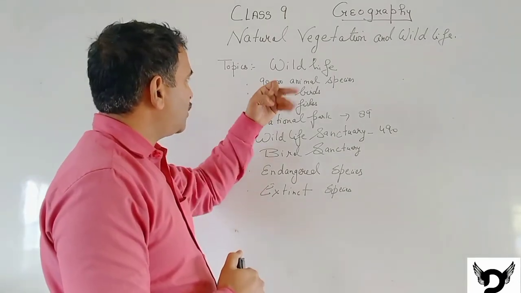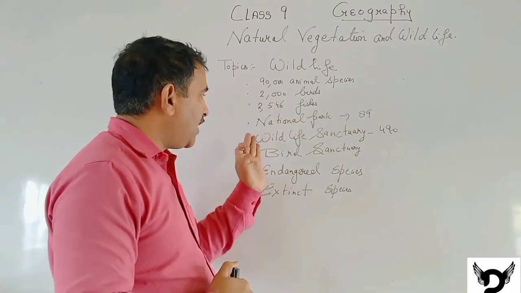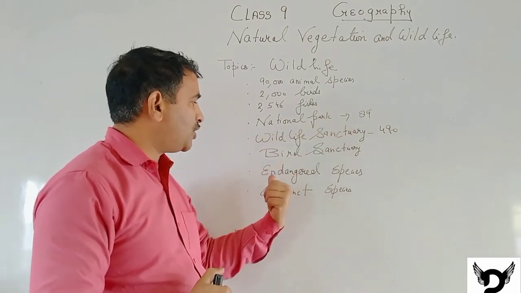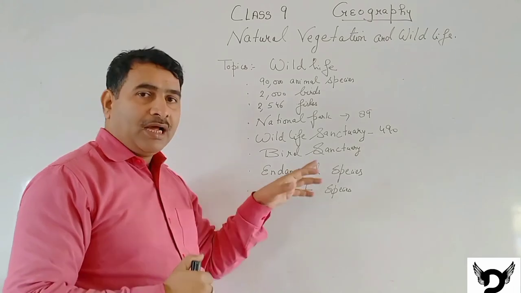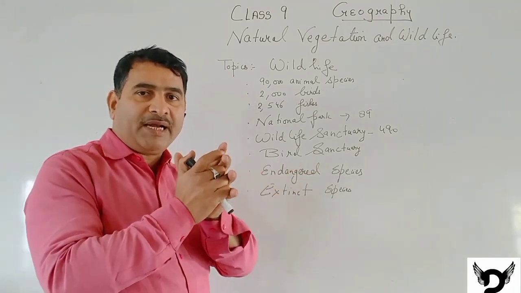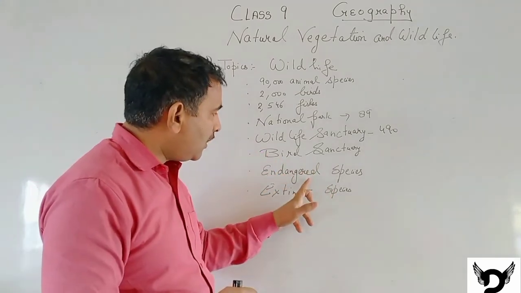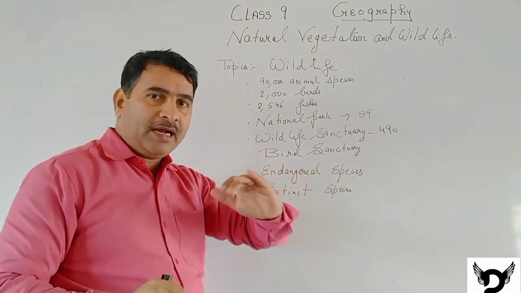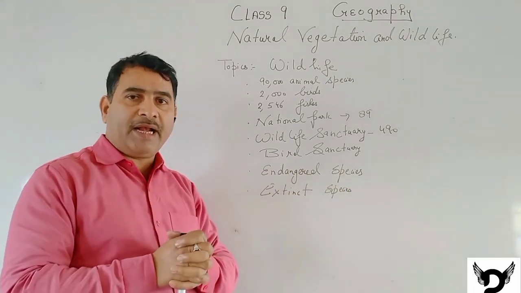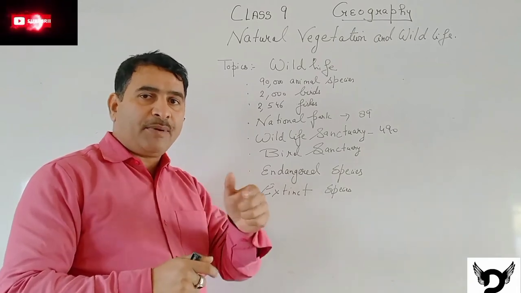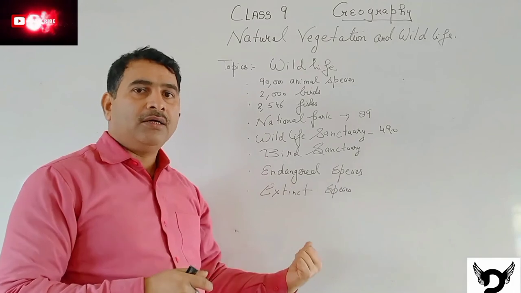So there are 19,000 animal species, 2,000 birds, 2,546 species. National parks are 89, wildlife sanctuaries are 490, and bird sanctuaries. The topic to discuss here is endangered species. Endangered species means the species which are going to be completely vanished or completely dead on this earth. They are known as endangered. They are going to end. Now extinct, which have ended. For example, cheetah in India has become extinct. Now they are being brought from Namibia, South Africa to India just to restore their breed.